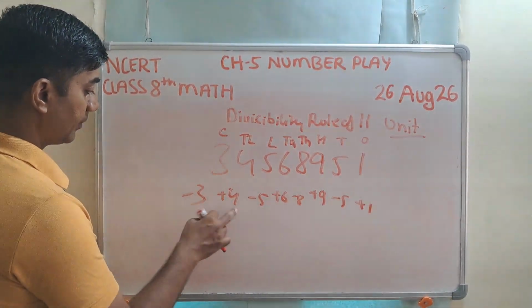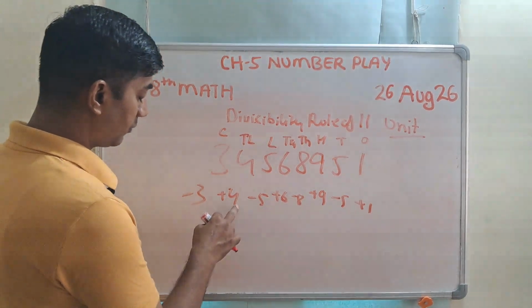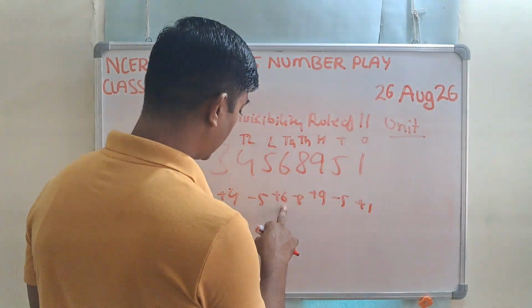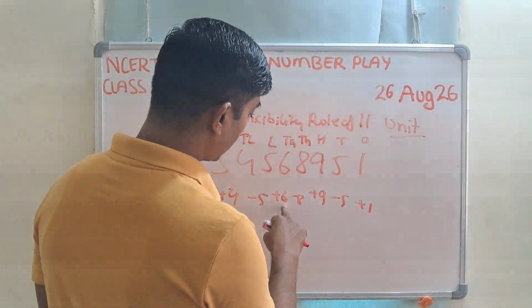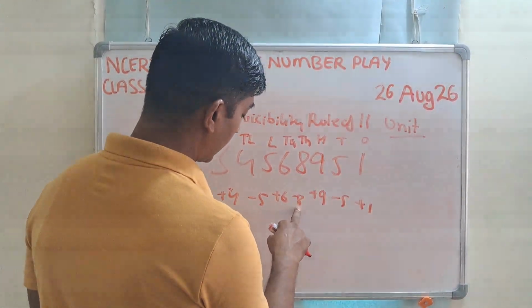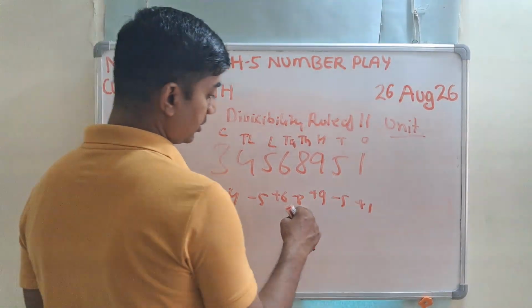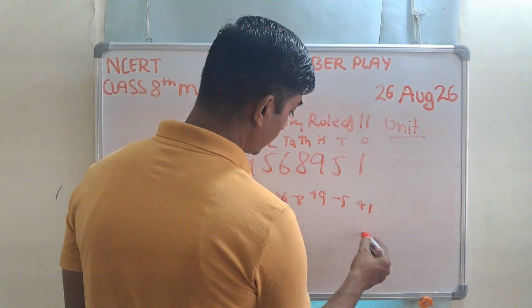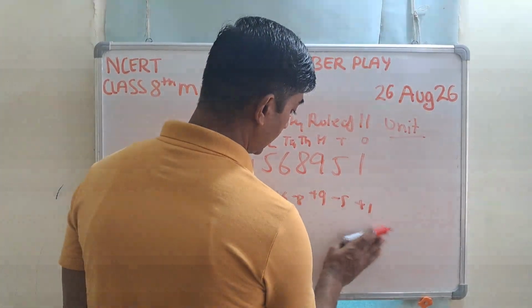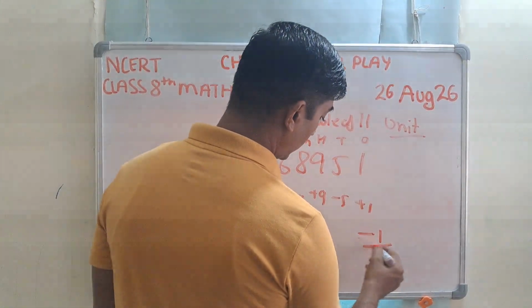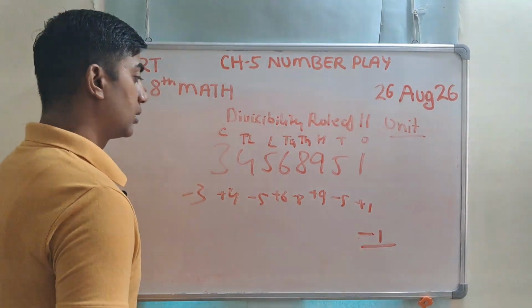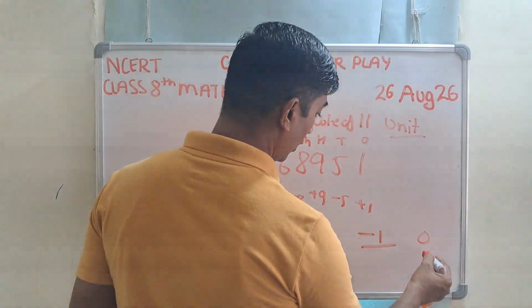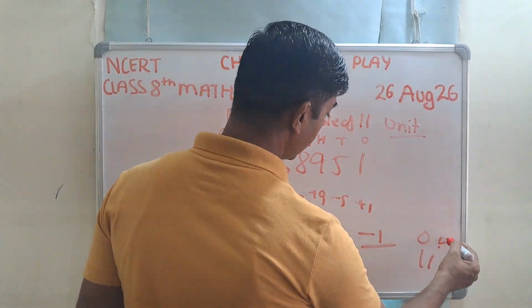3 minus 4 plus 1, then minus 4, plus 2, minus 6, plus 3, minus 2, so your answer is minus 1. Your answer is minus 1. What does it mean? It means that this number is not divisible by 11. If your result comes 0 or 11, it means that number is divisible by 11.